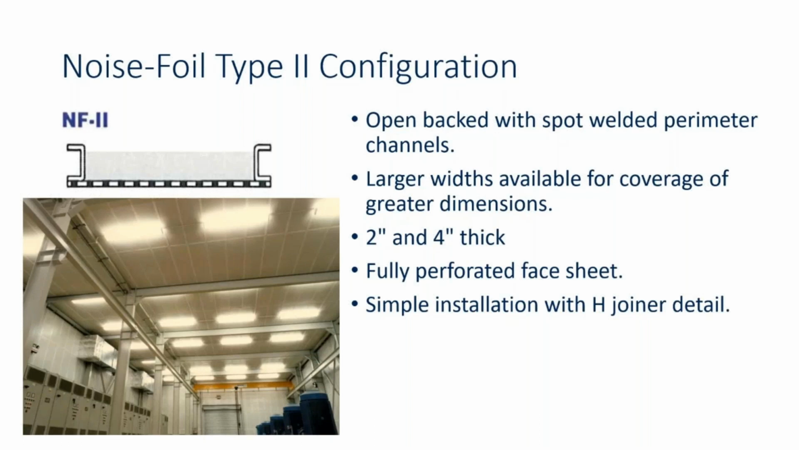Noise foil 2 panels also have greater stiffness at the edges, and they can be provided with internal stiffeners, pop riveted to the face sheet. Because these panels are typically much larger than noise foil 1, you're not going to get as flat an appearance, so they're more suitable for very industrial applications where the appearance of the panel is less critical. Noise foil 2 panels can be installed with either J or Z track, or with an H joiner detail, or a removable H joiner detail.